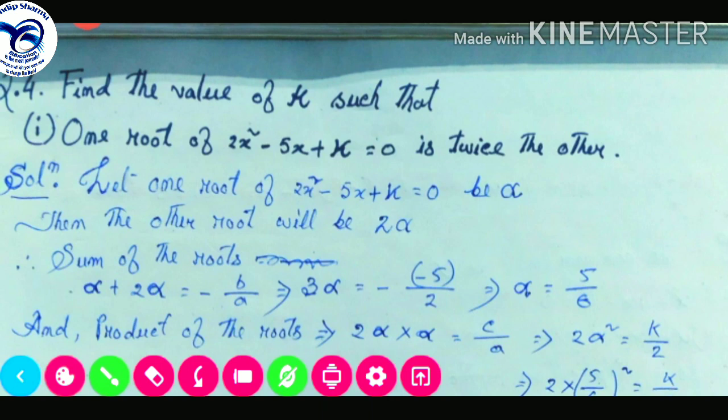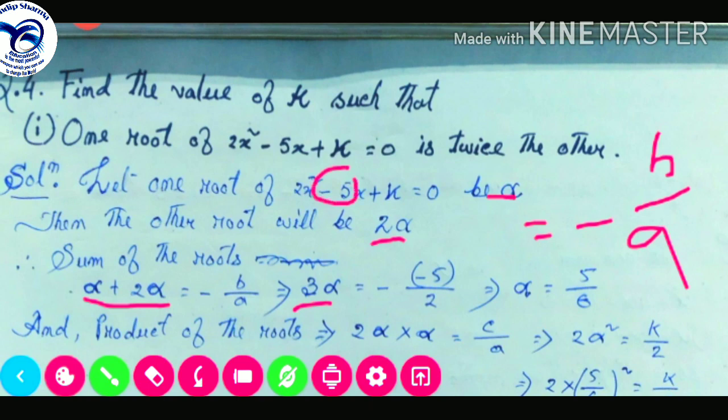Double, that means 2 alpha. Now the sum of the two roots, that means alpha plus 2 alpha, is equal to what? Minus b by a. So alpha plus 2 alpha is equal to 3 alpha, which is equal to minus, and the b value is minus 5. So minus 5 divided by the a value, which is 2.